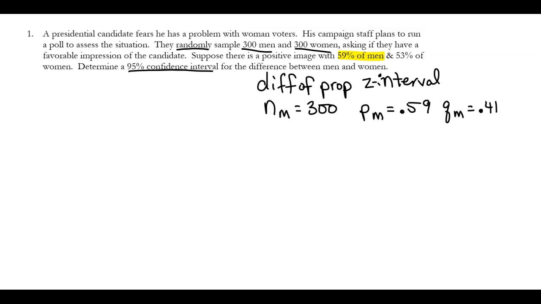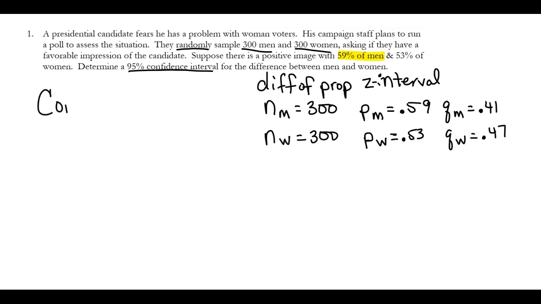So if you don't want to have to say what 1 and 2 are, just put a letter that represents what each one is. As long as I'll be able to know what it is, then you're good. And then there's women, which is 0.53 and 0.47. Okay. So we have our name, we have our parameters.